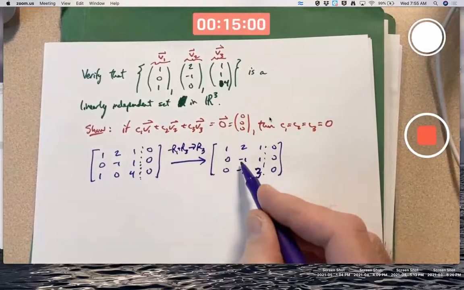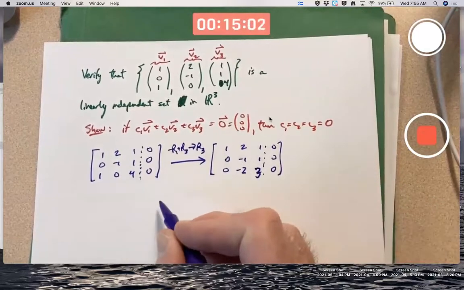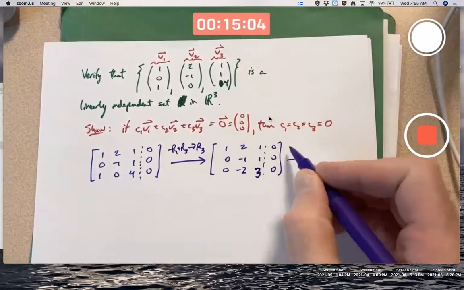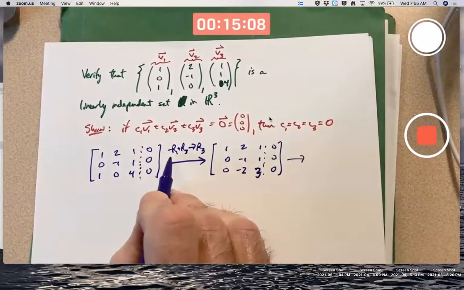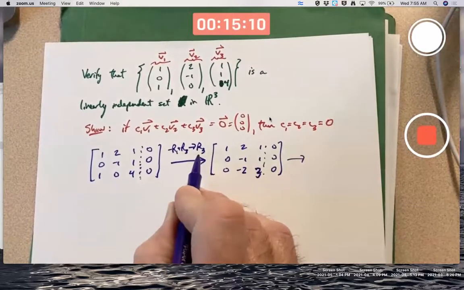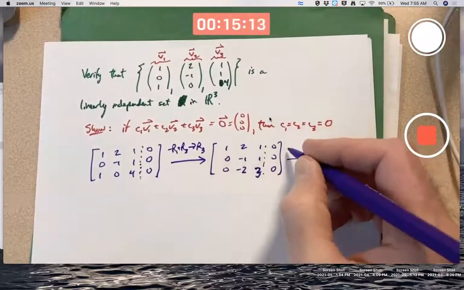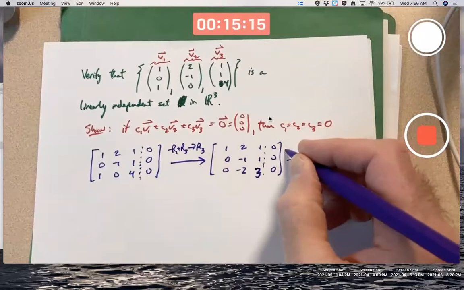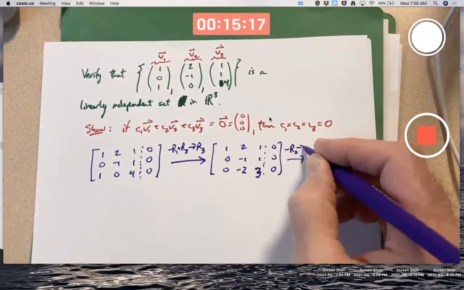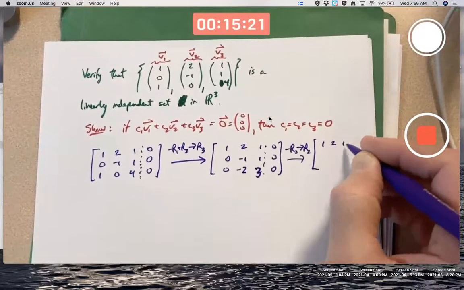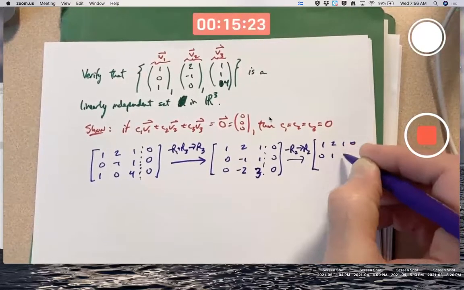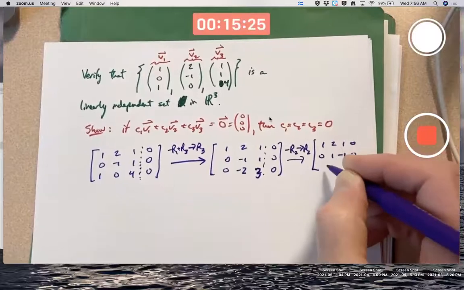Now I get a 1 right there by multiplying row 2 by -1. This notation here means add -1 times row 1 to row 3 and put the answer in row 3. But here I'm just going to multiply row 2 by -1 and put the answer in row 2, giving me a +1, then a -1, then a 0.